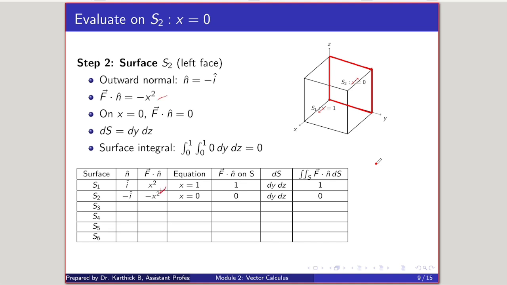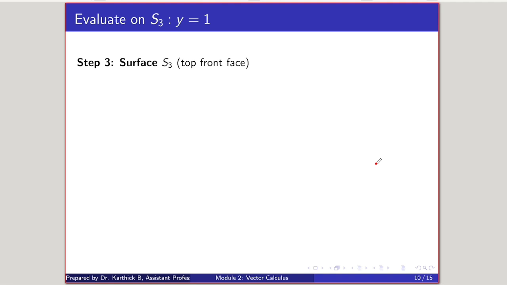So I'm substituting over here. After substituting, taking this equation x equal to 0, I'm getting 0. What about the variables? Y and z, the final value is 0. That's all. Then we go for the third surface.